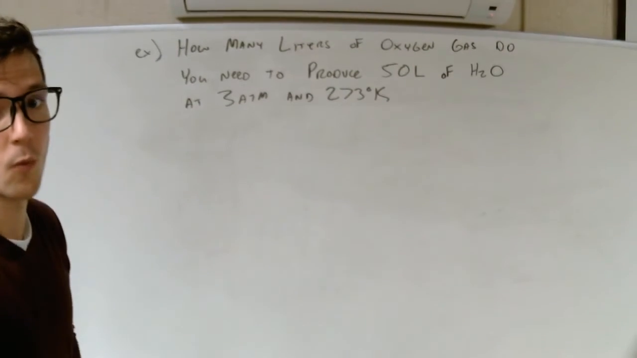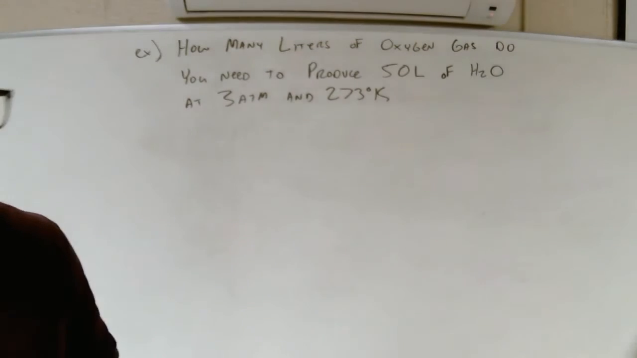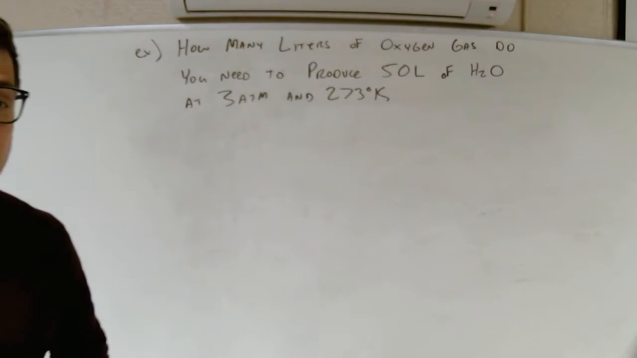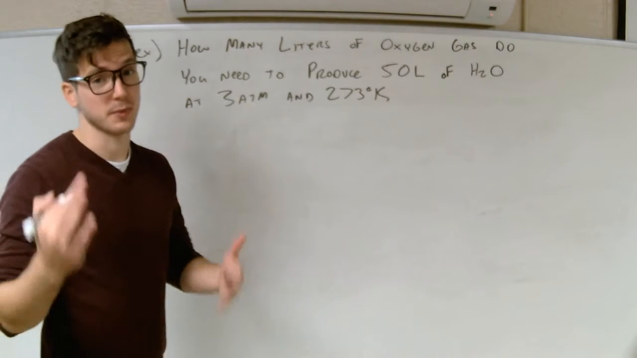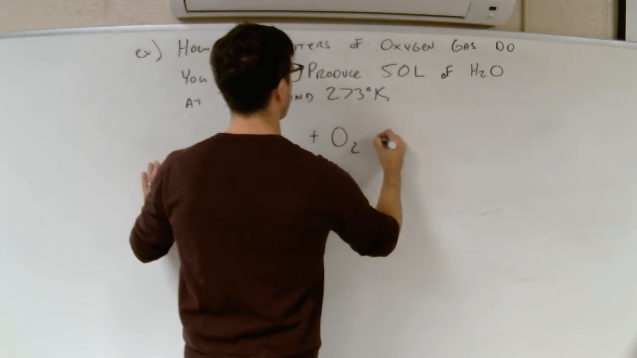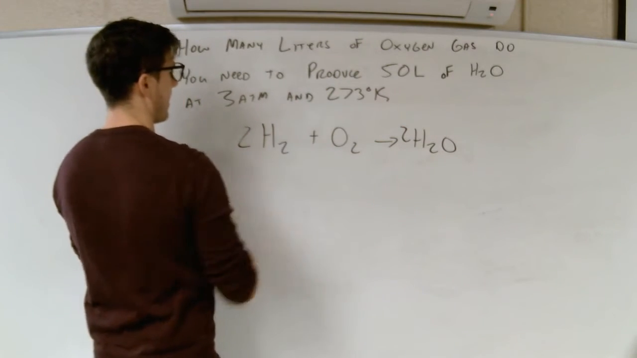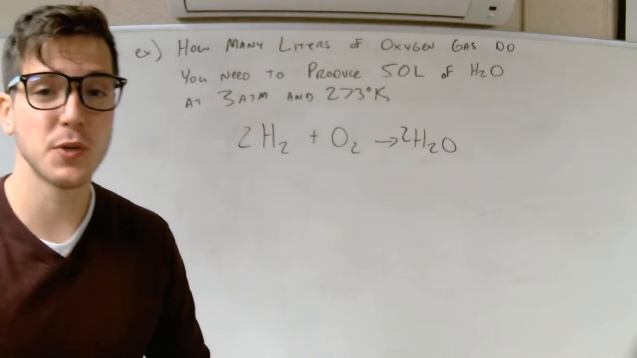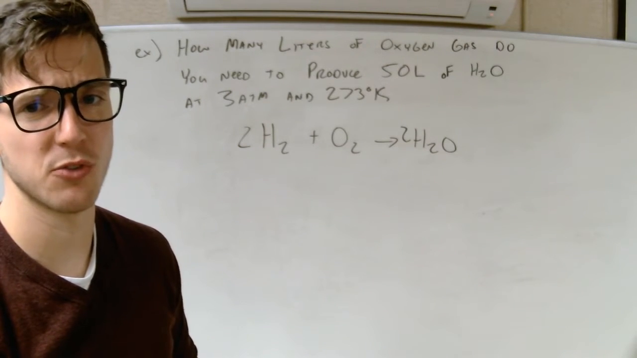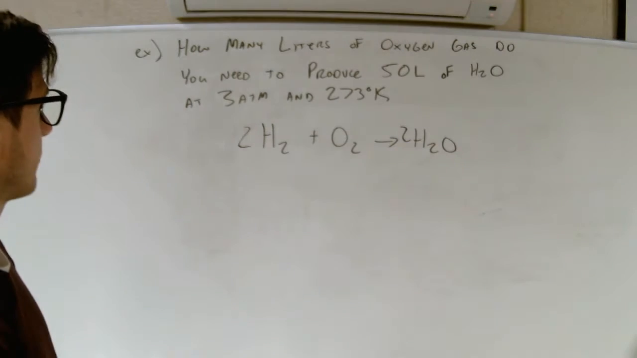Here is one more problem for us, everybody. And this is how many liters of oxygen gas do you need to produce 50 liters of H2O at 3 atm and 273 degrees Kelvin. And here our equation is H2 plus O2 equals H2O. And let's go ahead and balance that. And what we're doing here is it wants liters of oxygen gas if we produce 50 liters of H2O at 3 atm and 273 degrees Kelvin.